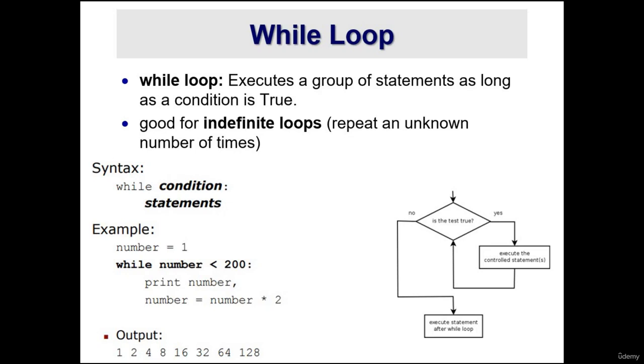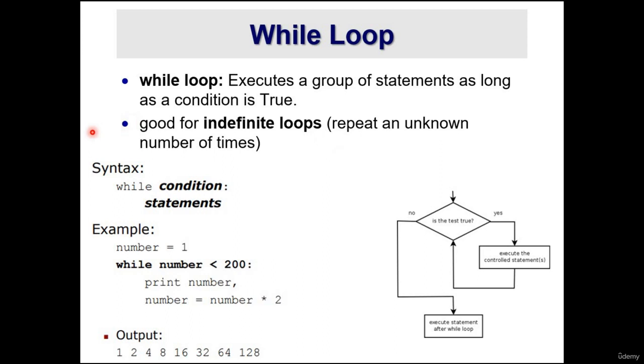Welcome back. In this class, we're going to study while loops, like what are while loops, how we use them in Python, and what is their syntax. So what is a while loop? A while loop executes a group of statements as long as the condition is true, which means that we can execute the code only as long as the condition is true. As the condition turns false, it will move out of the loop and execute the rest of the code in the program. So it is good for indefinite loops. Indefinite loops means that they repeat for an unknown number of times.